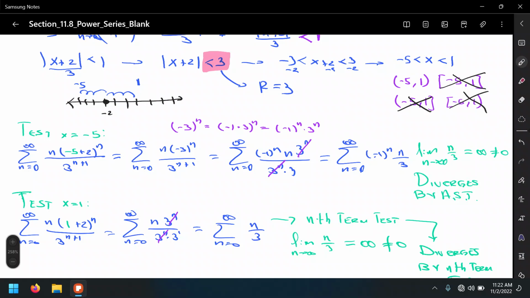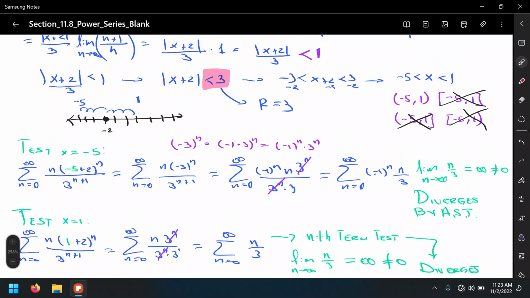Question: is it necessary to check them through the series, or can we plug it back into the inequality that the absolute value of x plus 2 is greater than 3? Well, if we set it greater than 3, that'll give us the interval of divergence, but we don't want the interval of divergence, we want the interval of convergence.